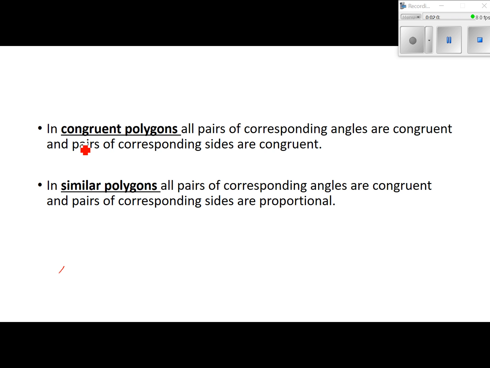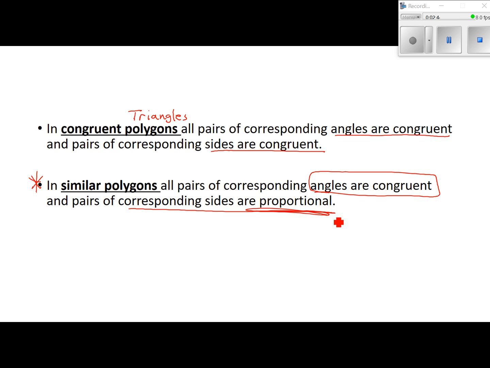Remember in congruent triangles, we said that all pairs of corresponding angles were congruent and all pairs of corresponding sides were congruent. So the angles that matched up were congruent and the sides that matched up were congruent. With similar polygons, which is what we're dealing with now, all pairs of corresponding angles are still congruent, but the corresponding sides are proportional.